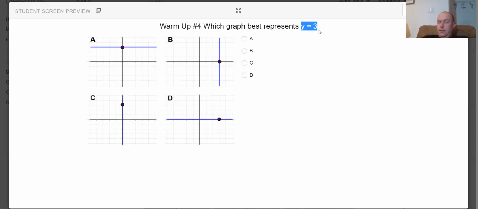Y equals 3. Single line, single word, sorry, single letter. So I know this is horizontal, or vertical. So this is horizontal. So I need a horizontal line that goes through 3 on the y-axis, which appears to be A for this question.